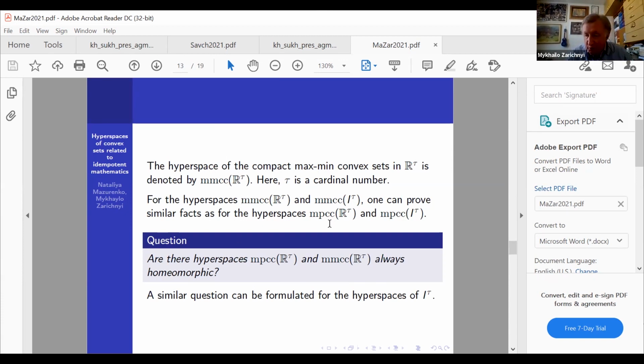So we see that to the power omega-1, they are homeomorphic. And the question is, are the hyperspaces always homeomorphic? So for all cardinals. We do not know anything about these hyperspaces, even if they are absolute retracts. So this is for R to the power tau, and a similar question can be formulated for I tau.